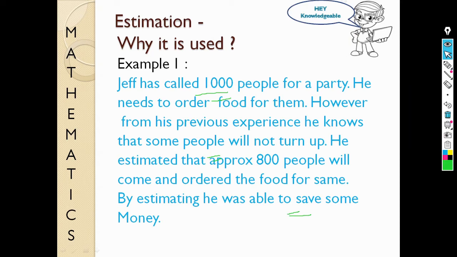So let's see some real life examples of why estimation is being used. This is the case study where Jeff has called 1,000 people for a party. He needs to order food for them. However, from his previous experience, he knows that some people will not turn up. So he estimated that approximately 800 people will come and ordered the food for the same. By doing this, he actually saved some money. So this is the real life example.